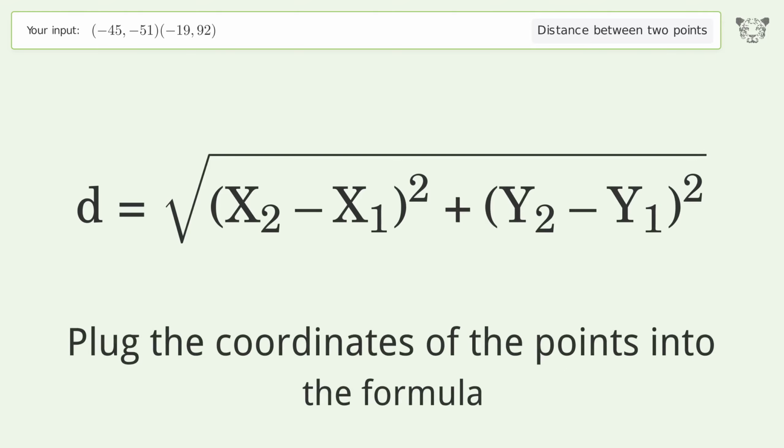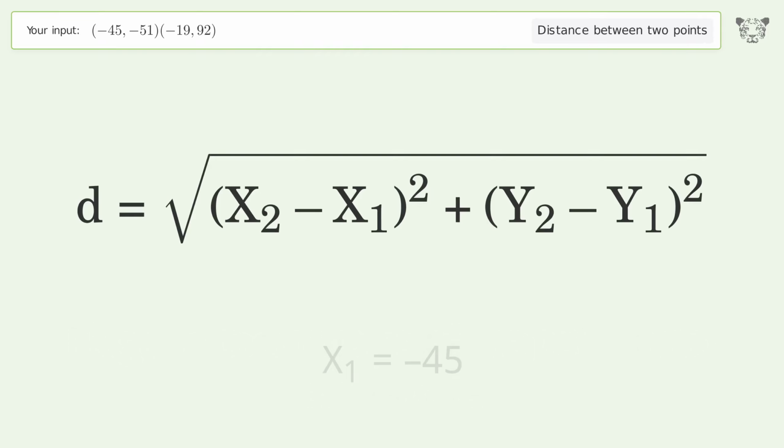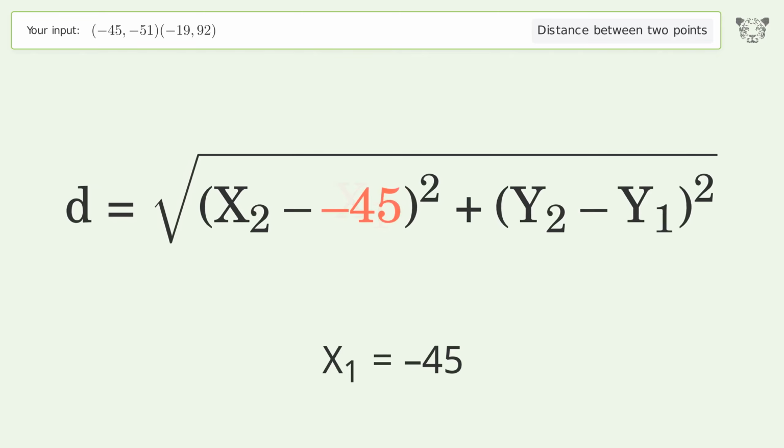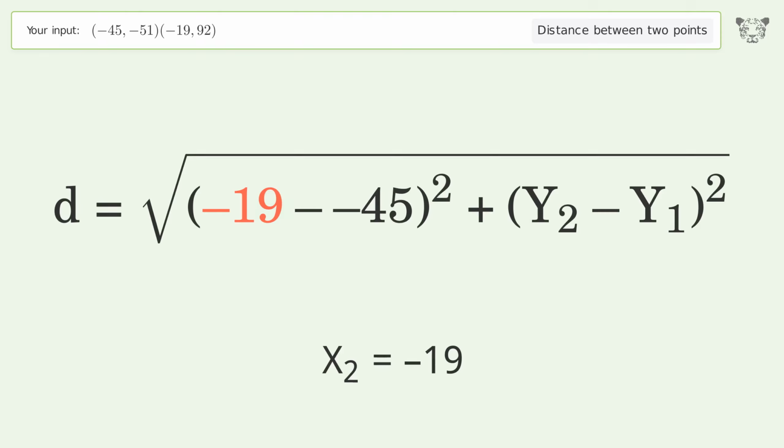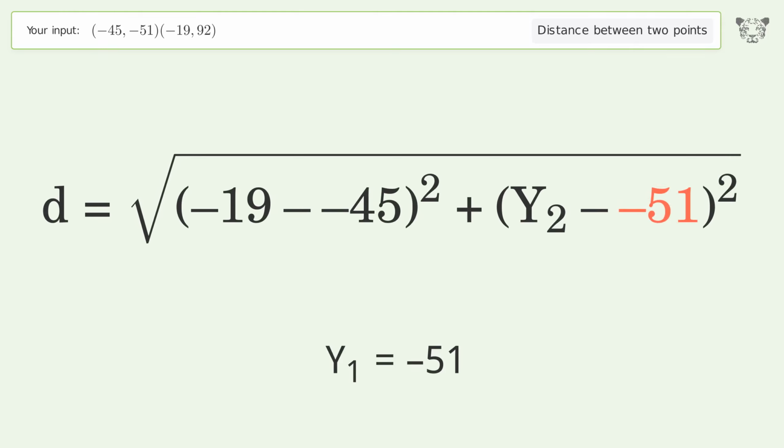Plug the coordinates of the points into the formula. x1 equals -45. x2 equals -19. y1 equals -51. y2 equals 92.